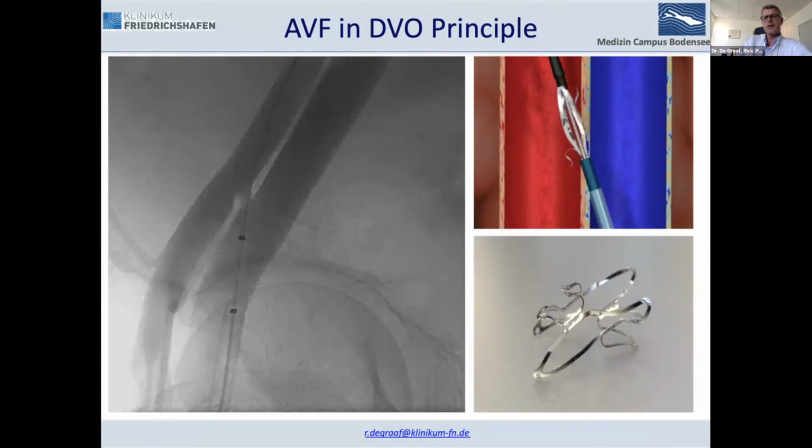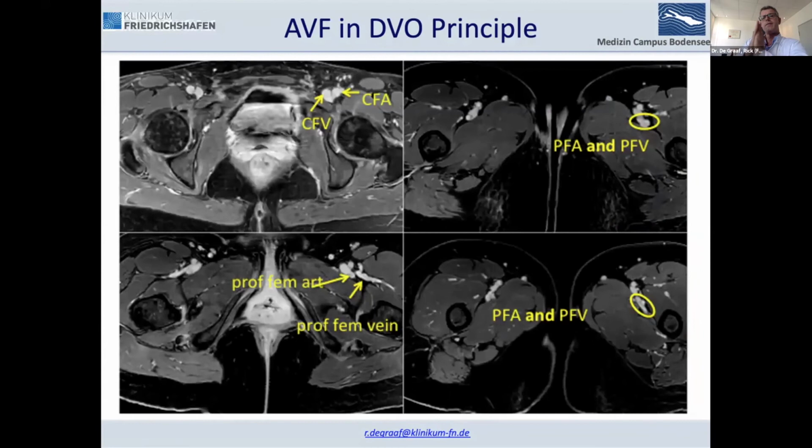But we might use it in veins as well, because when you look at these MR venography images, you see that the artery and the vein obviously lie in close contact. That counts for the common femoral vein and the common femoral artery, but definitely also for the profunda femoral vein and the profunda femoral artery. So that might be a very interesting place to make that fistula.